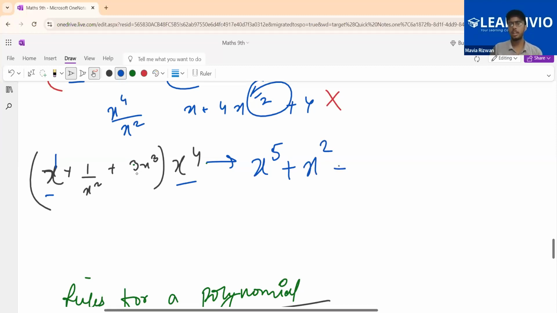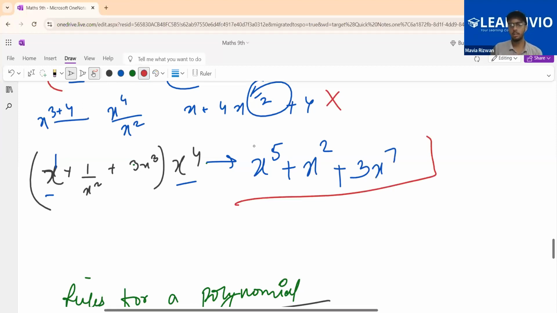Plus 3 into x cube into x^4. So powers would add, right? I hope this is clear to you, Safia. Okay, so this is 3x raised to the power 7. Now tell me, is this a polynomial or not? It is a polynomial.